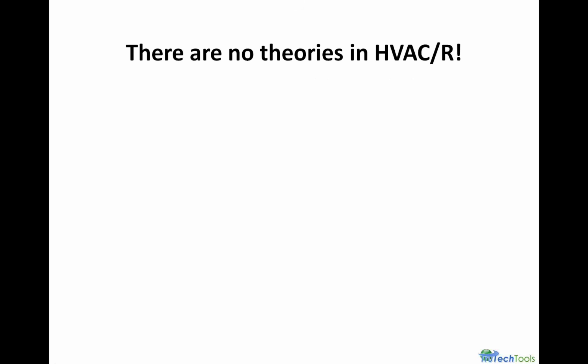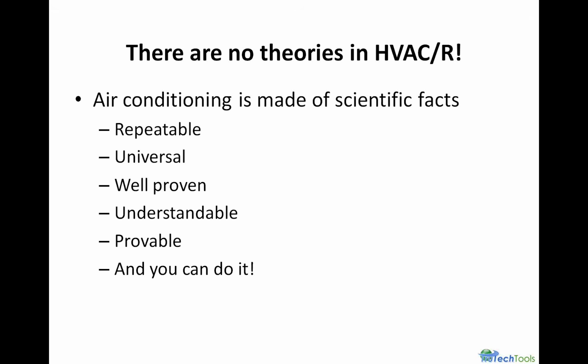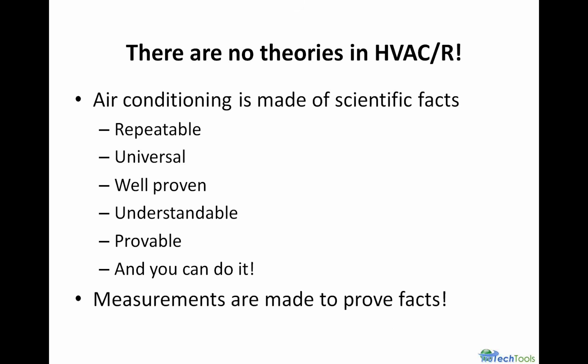All right. So first of all, I just want to recap this. This is really important because we're going to go over some things today that maybe you haven't done before, and it all comes back to this. There are no theories in heating and air conditioning. This is all science. It's repeatable, universal, well-proven, understandable, and you can do it. And simply, we're making measurements to prove facts. And some of the measurements I'm going to talk about today aren't ones maybe you've traditionally done before. And I just want to make sure you understand that this all goes back to science.